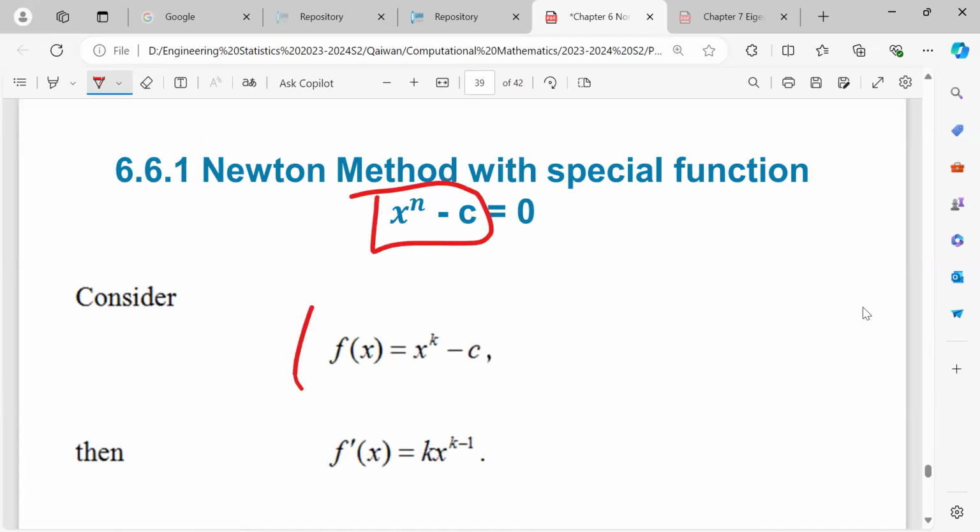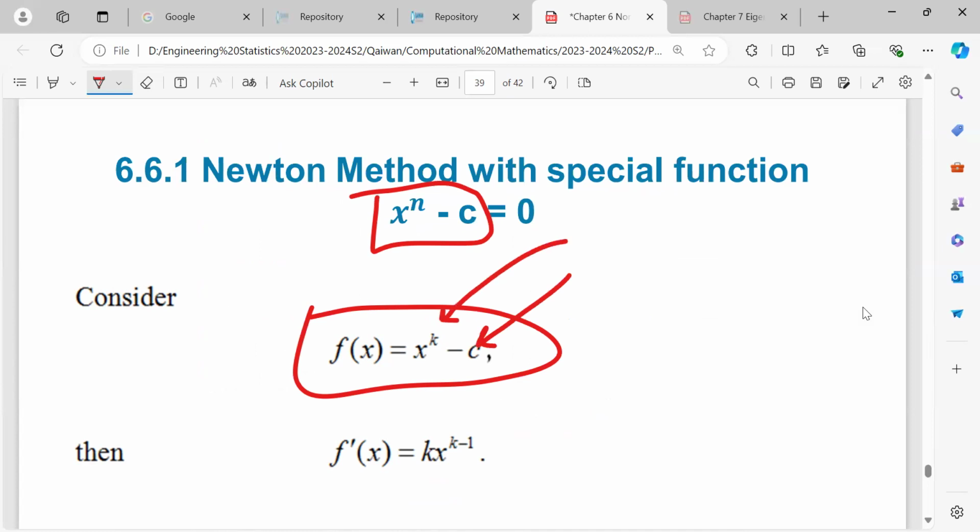We let f of x be this function. Then its derivative: c is a constant, so its derivative is 0. For the derivative of x to the power k, where k is an exponent of x, we bring it to the front and reduce the exponent by 1. Is it?